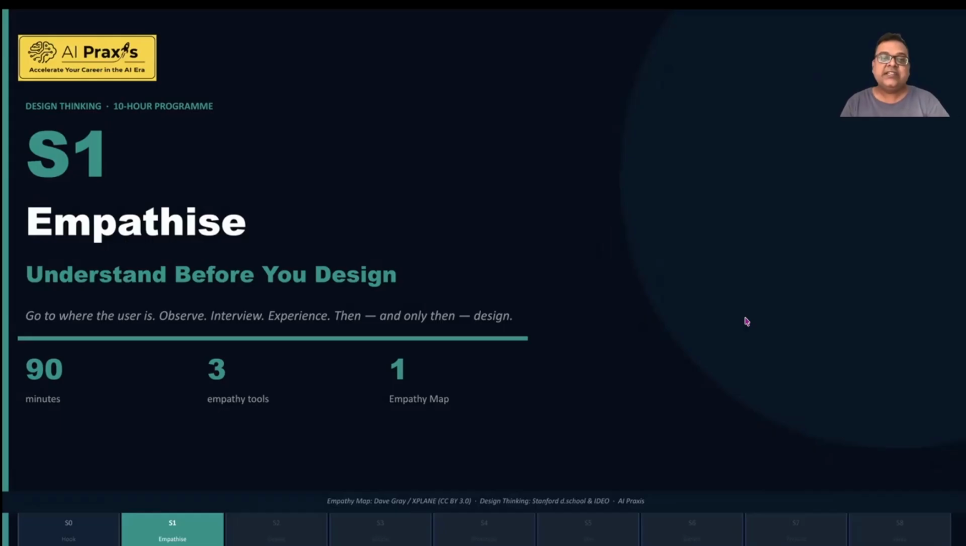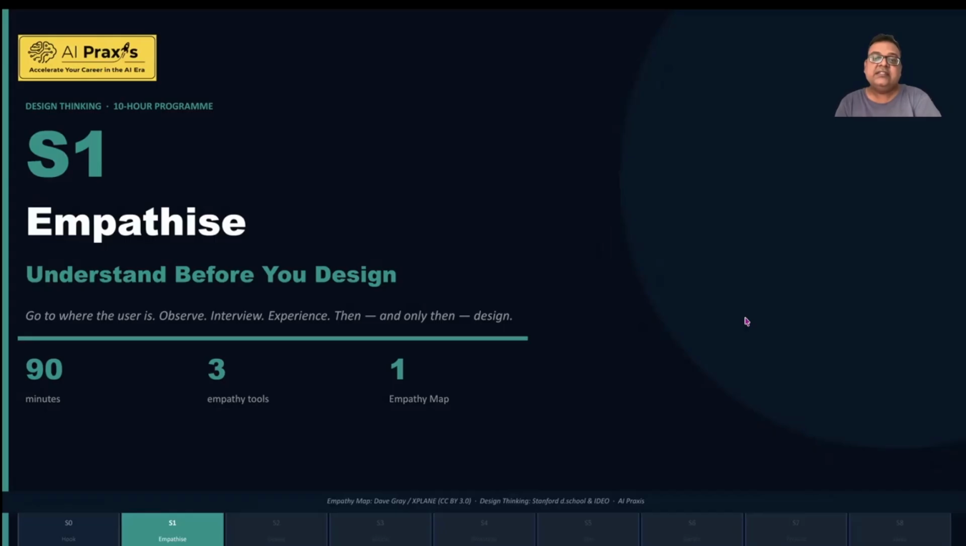And hence the title of today's session is Understand Before You Design. Please understand, those four words capture the entire philosophy of design thinking. Most people think design thinking starts with ideas. Design thinking says otherwise. It says, before you create an idea, before you sketch, before you brainstorm, before you write a single line of code, understand the person you're designing for. Because if you misunderstand the user, even the best solution can solve the wrong problem.